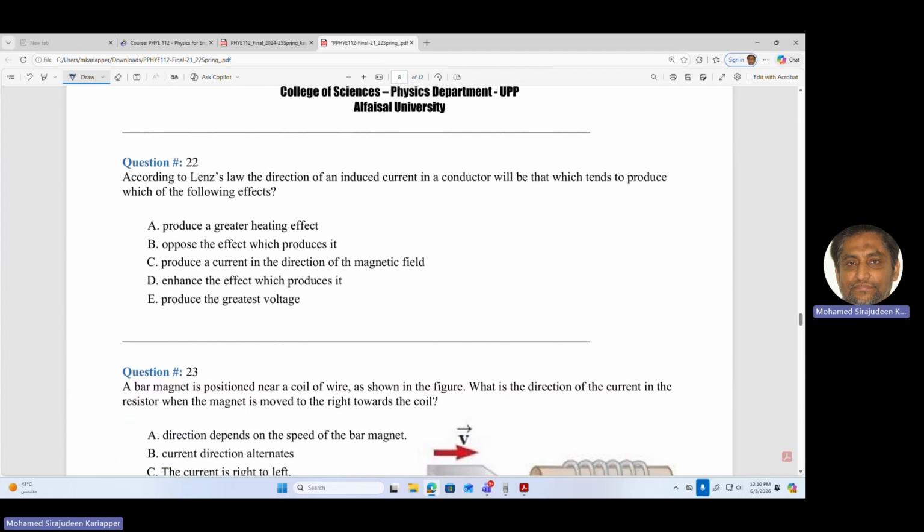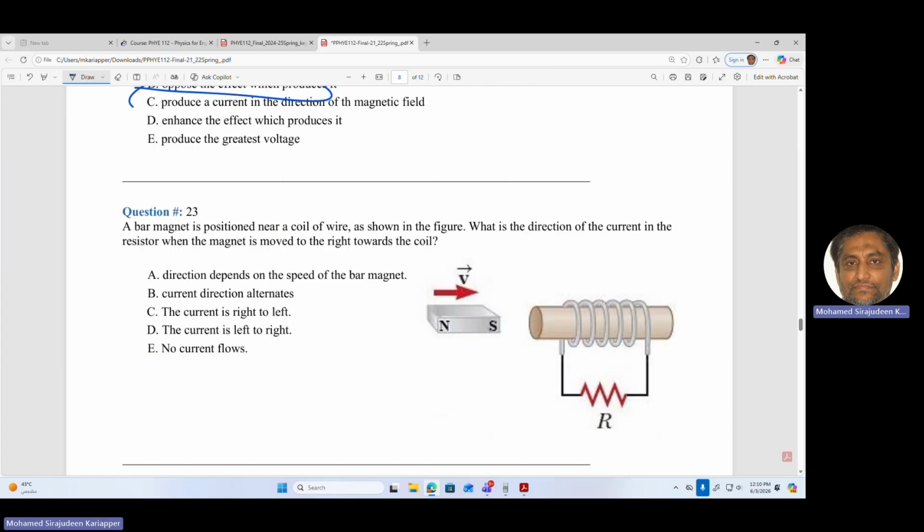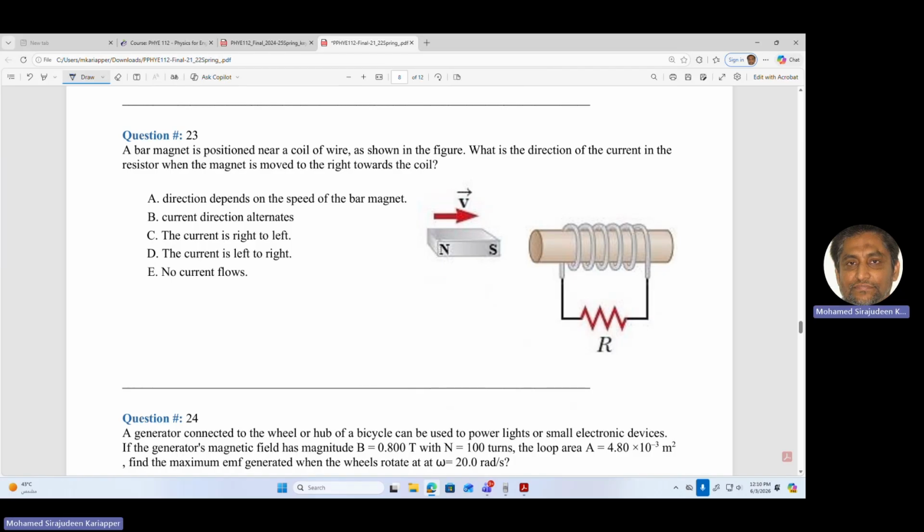Number 22. This is a standard answer, right? Opposite to number 23. Okay.